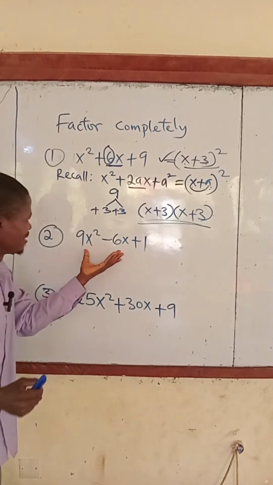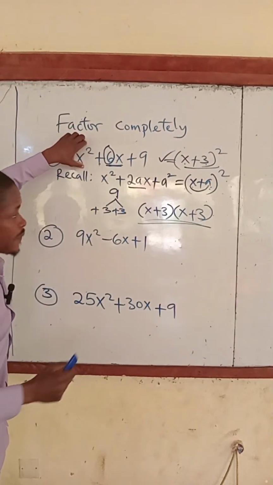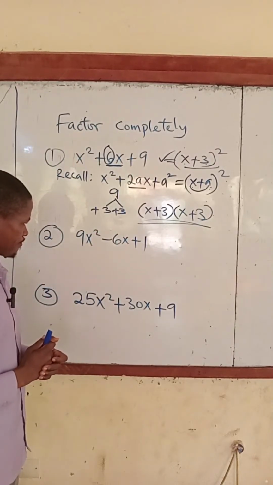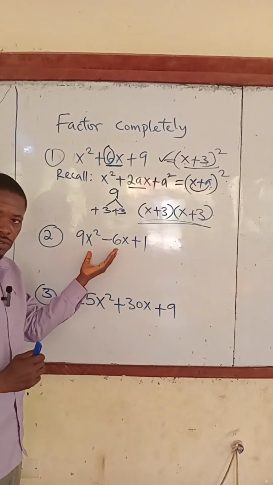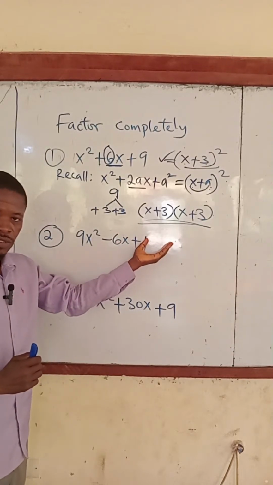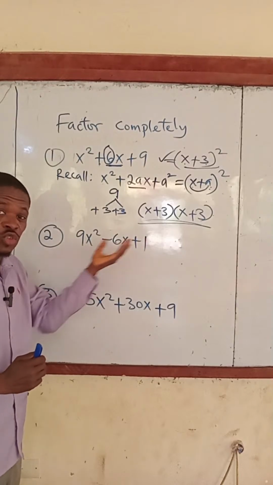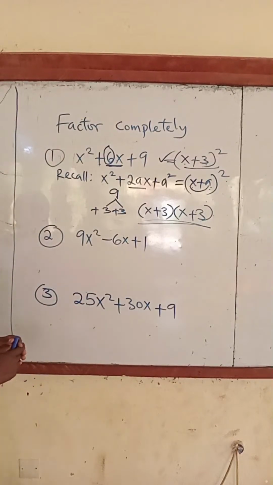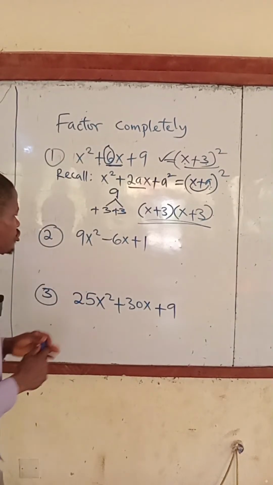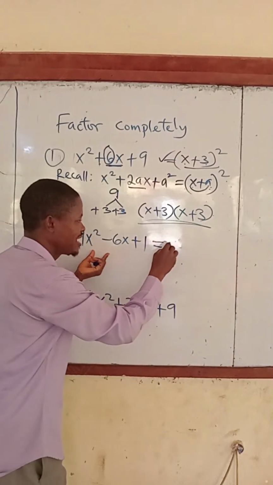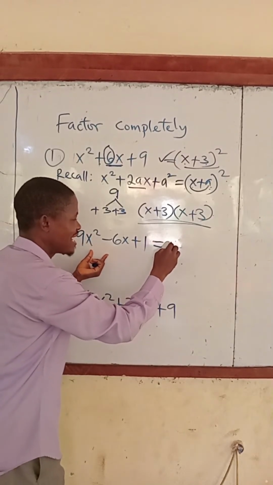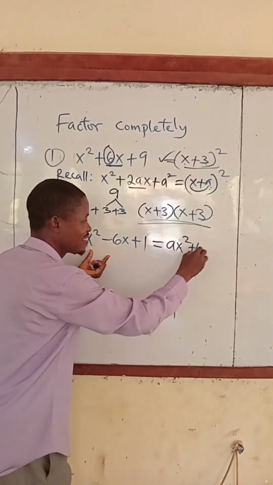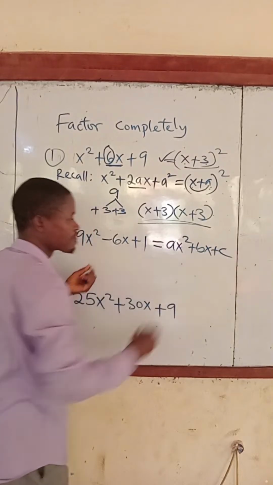Yeah, let me explain this one further. Look at this second one. This is a polynomial of degree 2. This is a quadratic equation, a quadratic expression. The first thing we need to do is to correspond this to the standard quadratic equation.